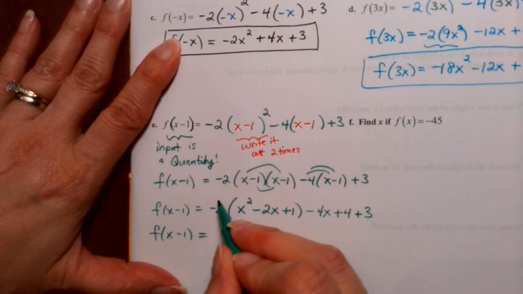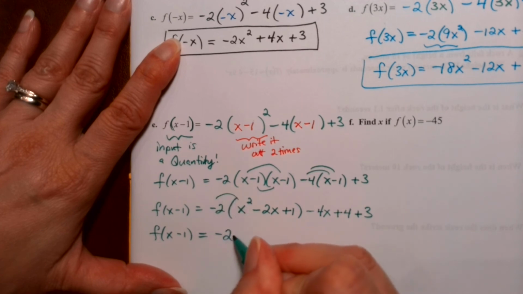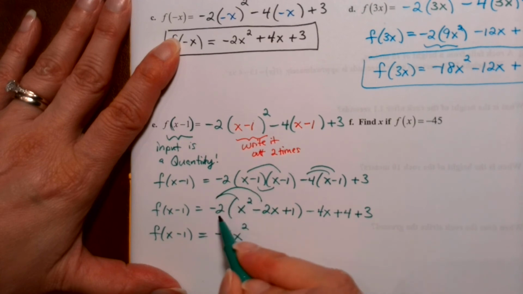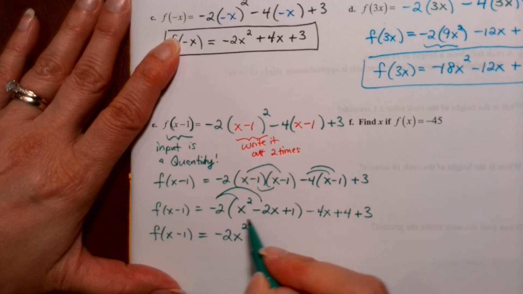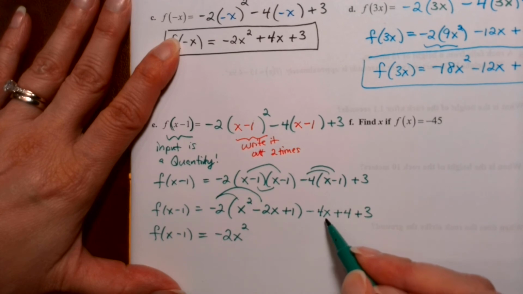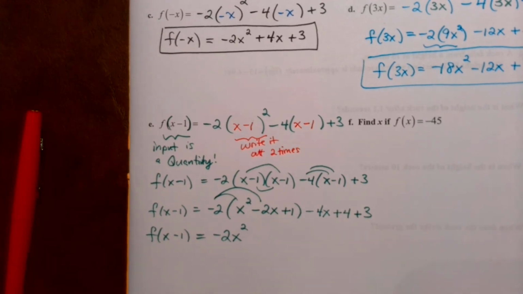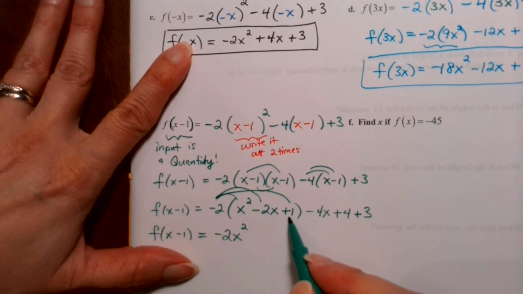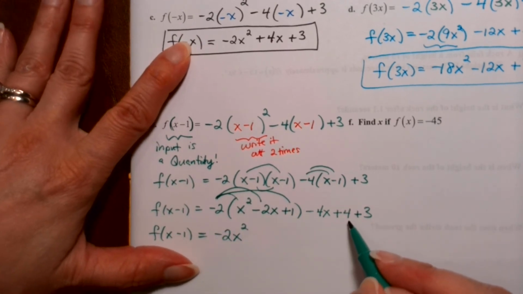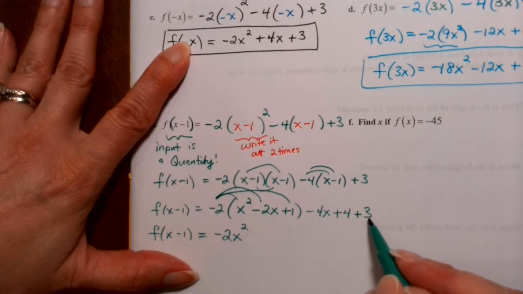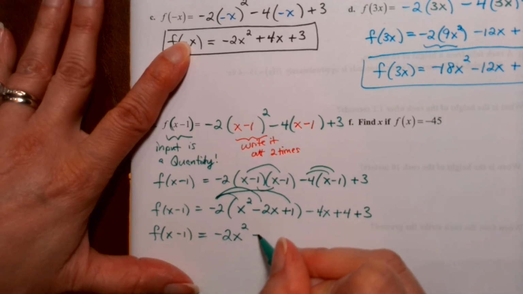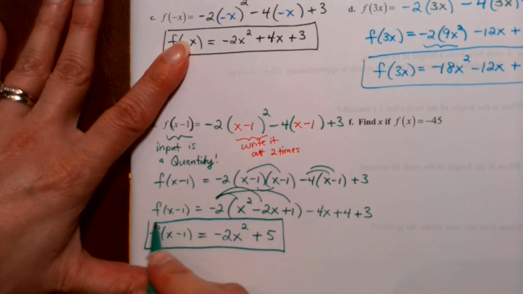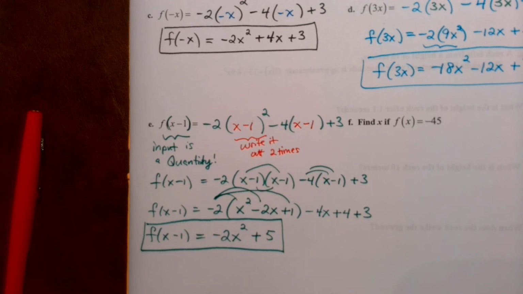So let's distribute. Negative 2x squared. Negative times negative, this is going to make 4x. But wait, 4x minus 4x, that's going to cancel out. How about negative 2 plus 4 plus 3? That's 7 minus 2, so that's going to be plus 5. We're all going to have the same answers in the end. It just might depend on how many lines of work you have.